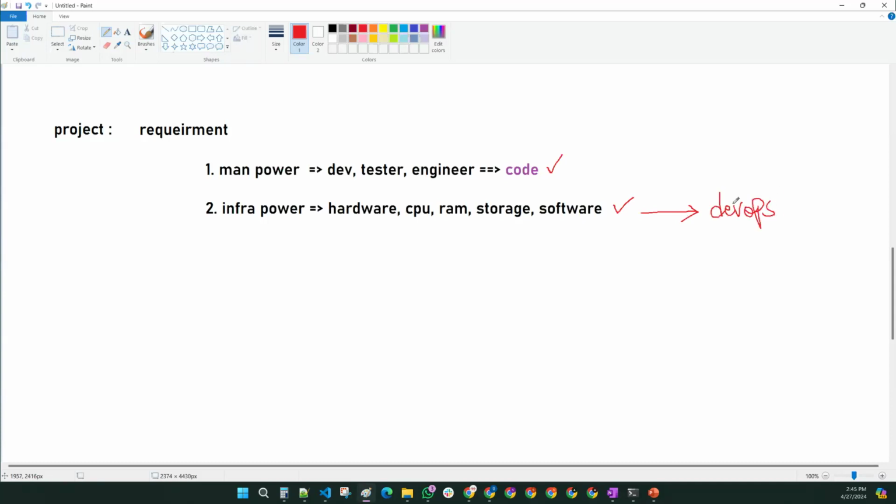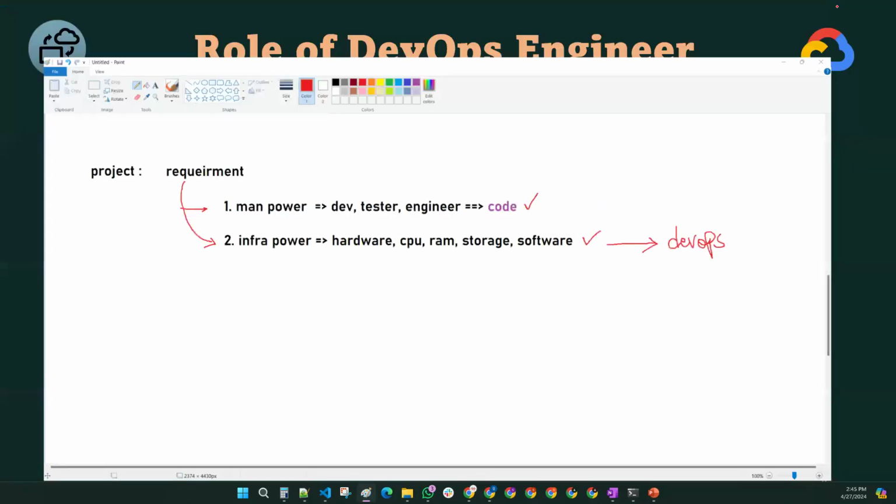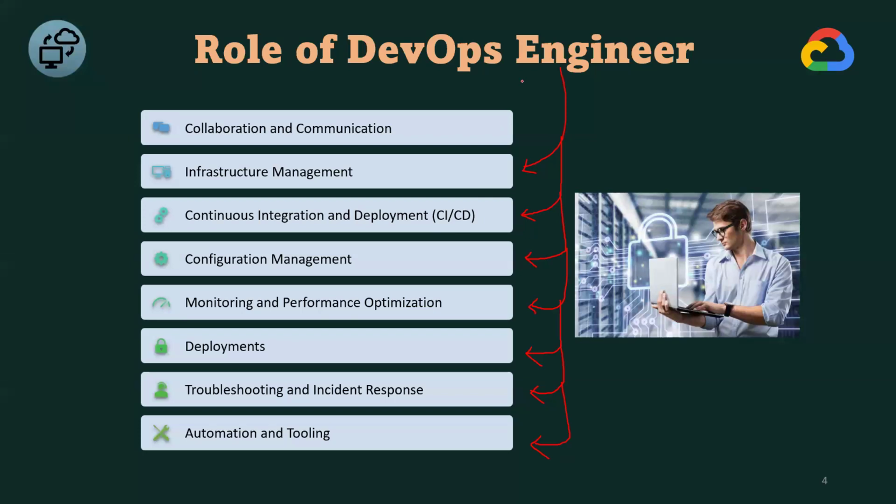Okay, you need to have a DevOps engineer to manage this entire infrastructure power. And manpower is someone who is that developer, tester, engineer. So you need to have an infrastructure power, you need to have a manpower to fulfill your project requirements. Okay, so this is what is a DevOps, sir.